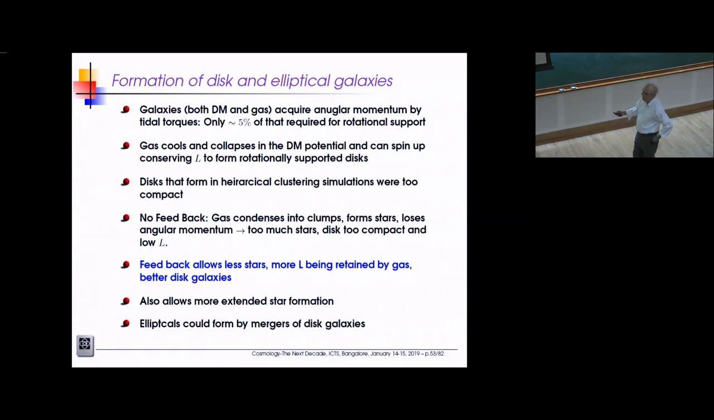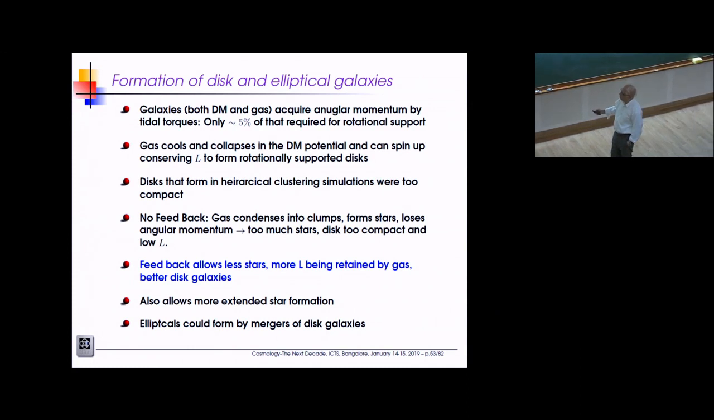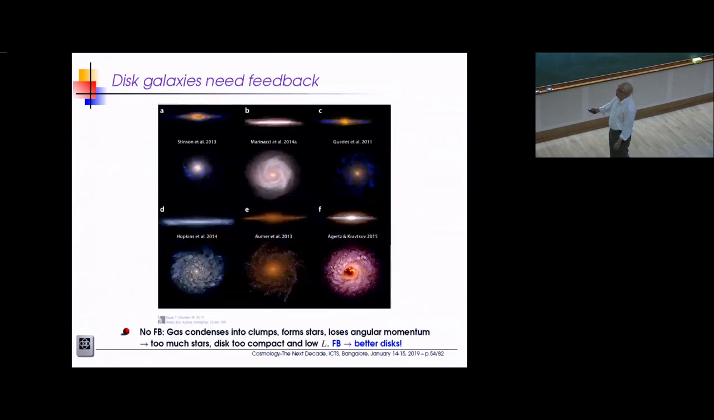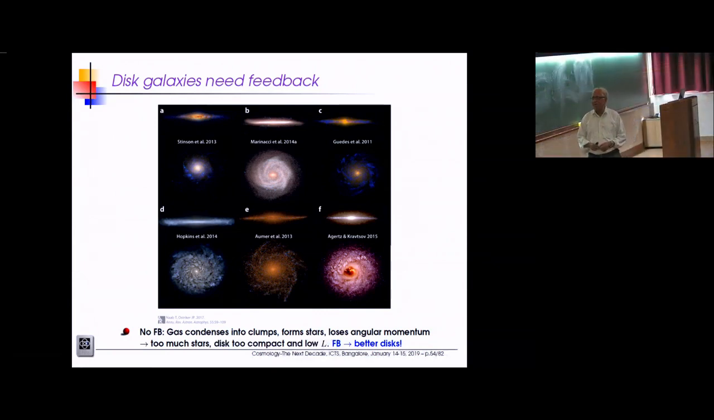see today. But if you do allow for feedback, then you get fewer stars in the beginning, and more of the angular momentum is retained by the gas, and you get better disk galaxies. And also it allows for a more extended epoch of star formation, as one sees. For example, from the same review by Torsten Naab and Ostriker, they have shown a bunch of simulations, which are all fairly recent, a few years old, which have all incorporated feedback into this galaxy formation and get reasonable looking disks that you see.